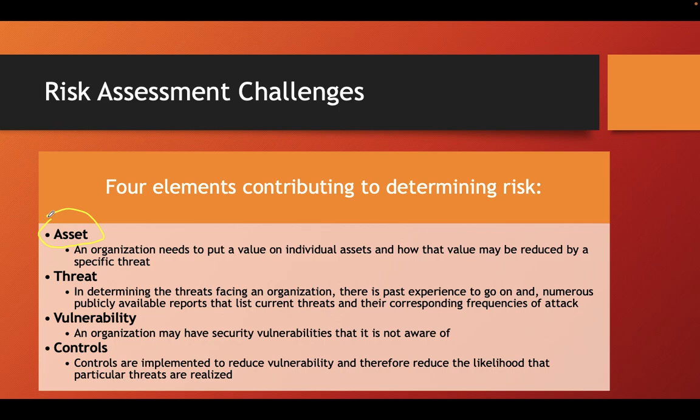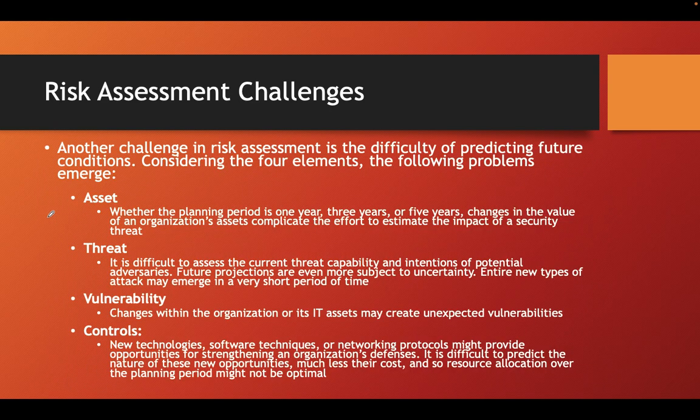After vulnerability, the 4th element that risk assessment looks at is the controls. The controls are implemented to reduce vulnerability and therefore to reduce the likelihood, the probability, that that particular threat will be realized. So controls are things that you put in place in order to reduce your risk, reduce attack, reduce threat, and also cover up for your vulnerability as it were. So these are the 4 risk assessment challenges that we face.